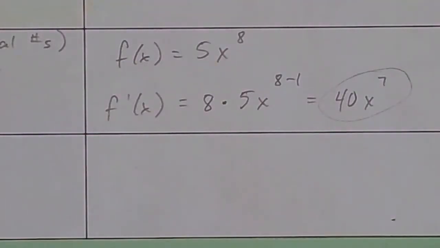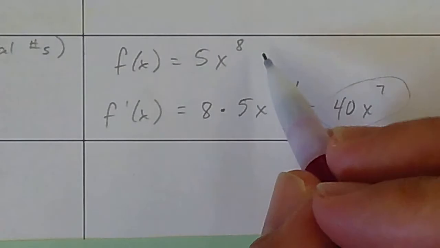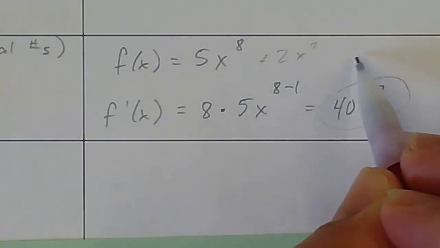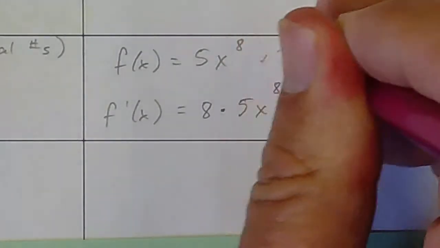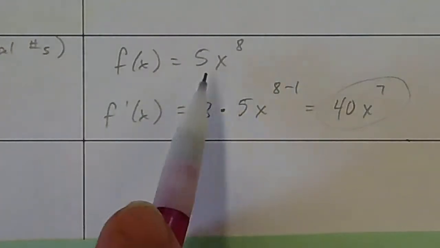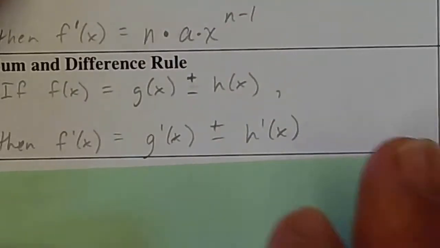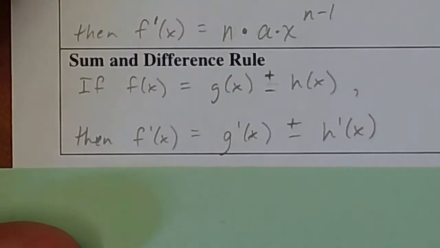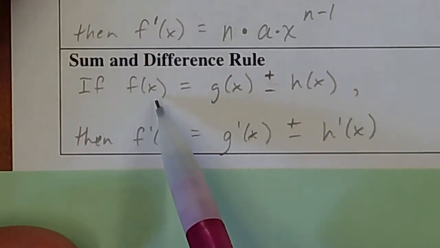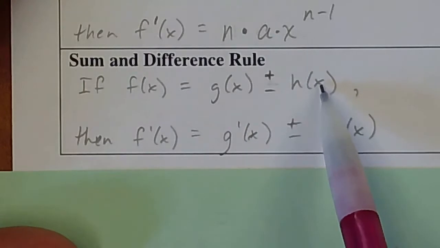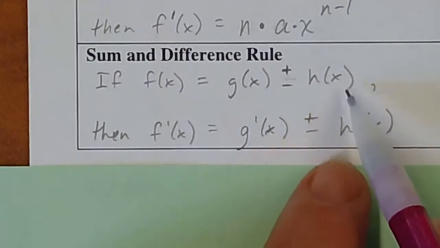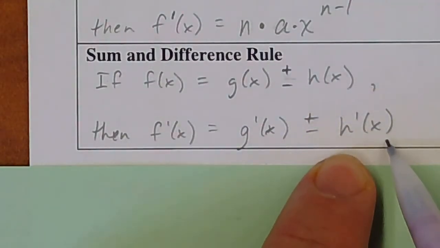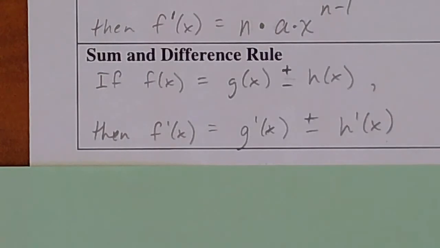Now the sum and difference rule. This was just a single term, but what if I had something like 5x to the 8th plus 2x squared and other terms? Well, you just handle them separately and add them together. If I had multiple terms, I continue that power rule for each individual term separately. So if we have a function that has g of x plus h of x, or subtracting, to find the derivative, we just find the derivative of these terms individually using the power rule. You'll see that in the examples to follow.